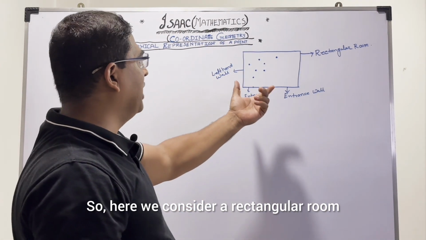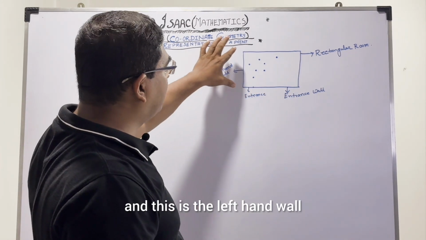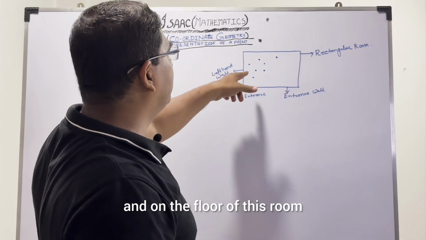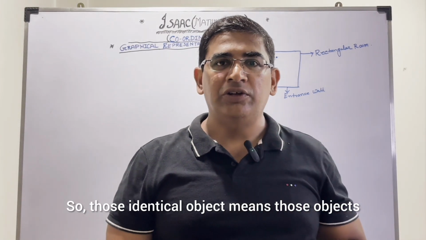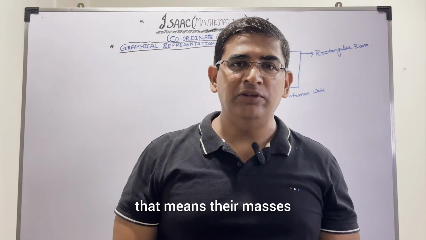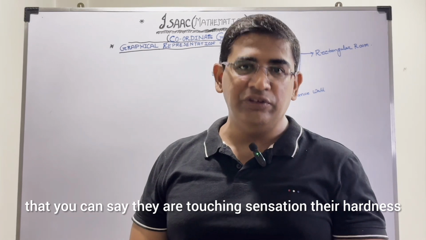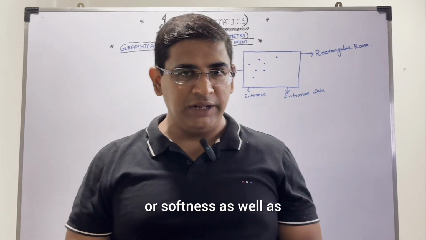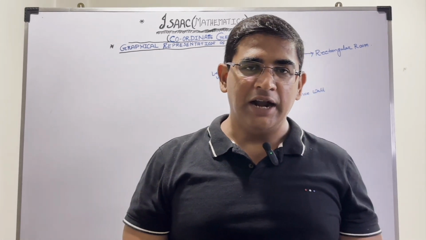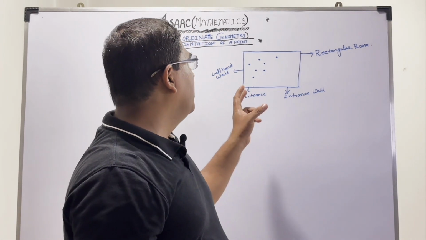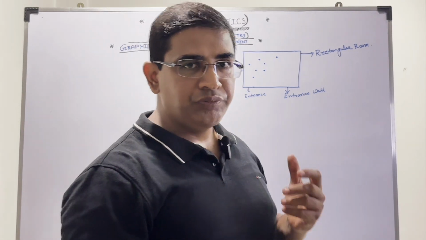Here we consider a rectangular room where this is the entrance wall and this is the entrance, and this is the left hand wall. On the floor of this room there are some identical objects. Identical objects means those objects are equal in all respects. Their masses, their touching sensation, their hardness or softness, as well as their colors, are all the same. That is why we cannot identify which one of these objects we actually want to take.